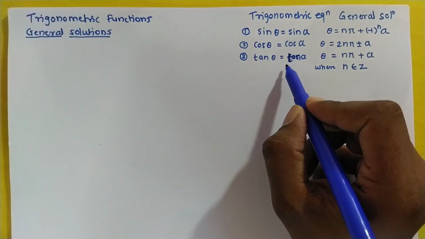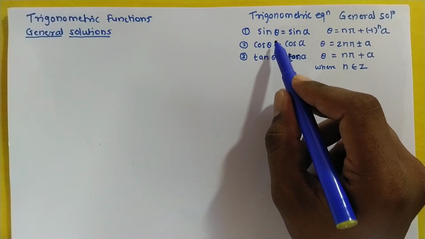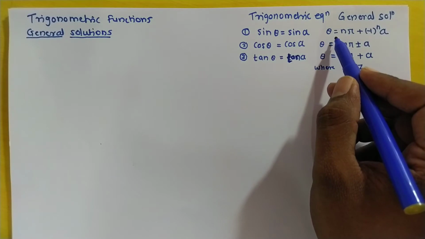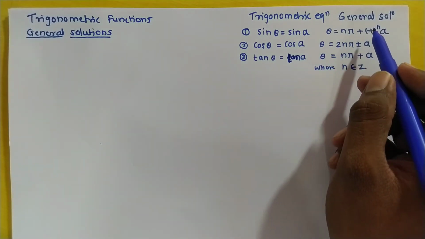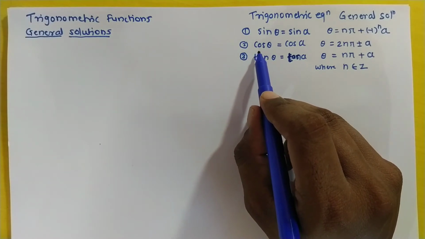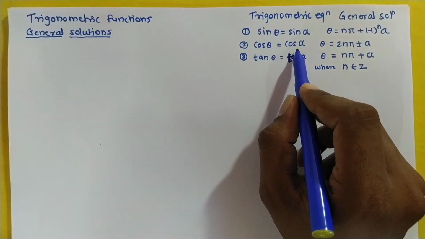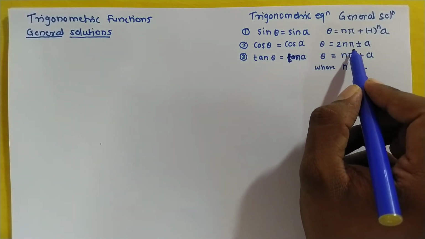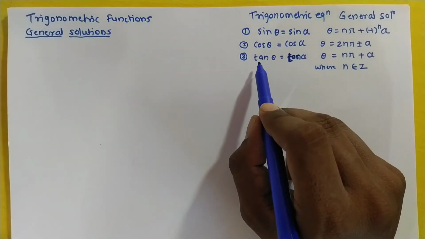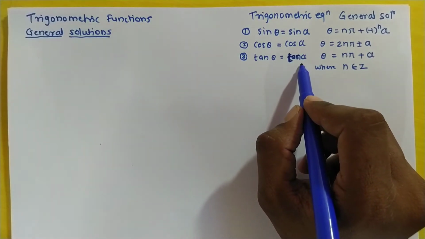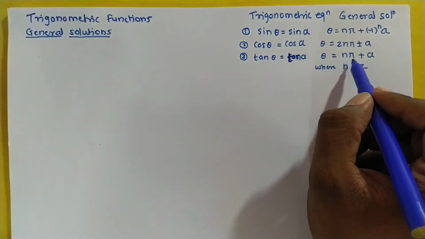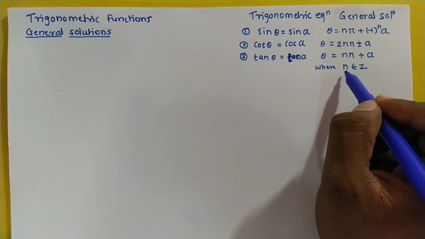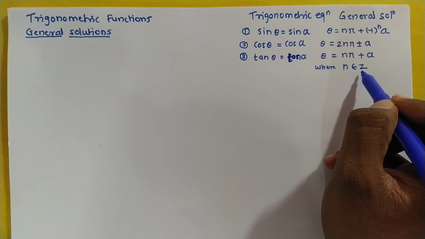Here 3 trigonometric equations are given. The first equation is sine theta equal to sine alpha, having general solution theta equal to n pi plus (minus 1) raised to n alpha. The next trigonometric equation is cos theta equal to cos alpha, having general solution theta equal to 2n pi plus or minus alpha. And next, tan theta equal to tan alpha, having general solution theta equal to n pi plus alpha, where n belongs to Z. n is an integer and Z is the set of integers.